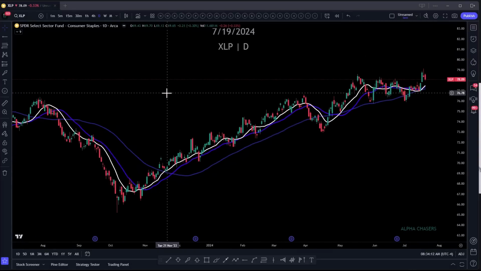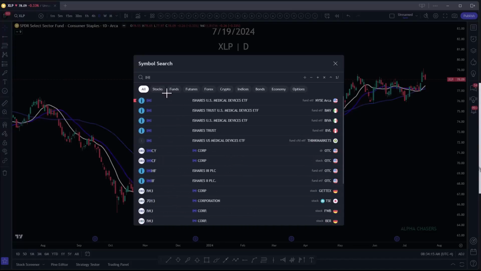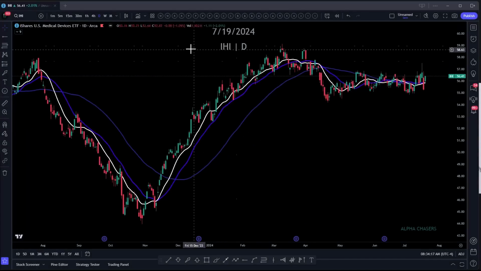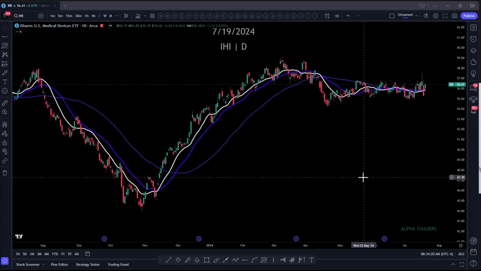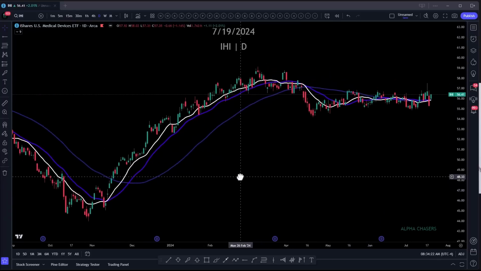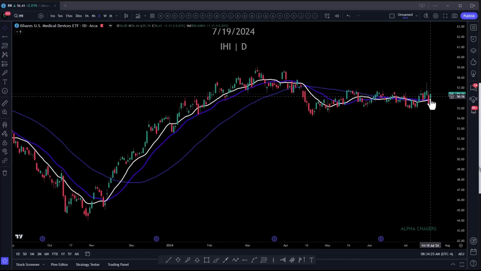And this is where it gets super interesting because then you go look at IHI. Now, IHI is a medical device group. I think they're going into subsectors with cash flow. And I'll show you how I'm arriving at this. But you can see how this broke, and then on Friday, this is up.